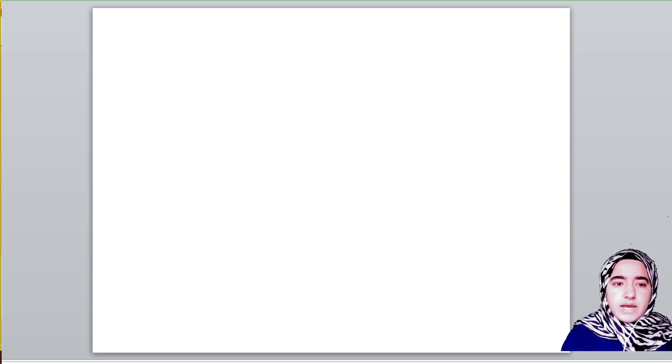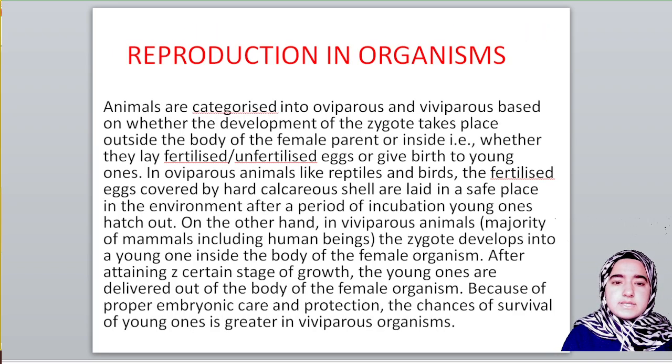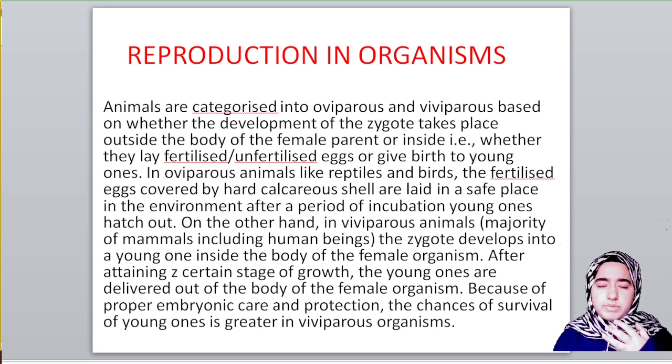We have categorized animals into oviparous and viviparous. Oviparous are those organisms which lay eggs. Egg laying animals are known as oviparous, and viviparous include mostly mammals, in which young ones are produced inside the body of the female organism. Oviparous are egg laying organisms, viviparous are mostly mammals in which young ones develop inside the body of the female organism.